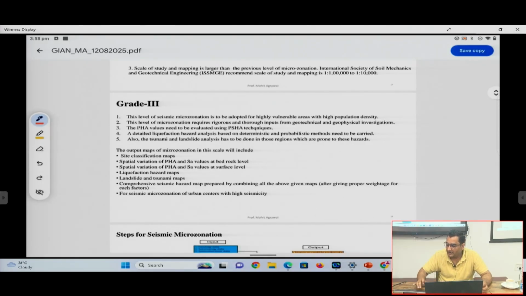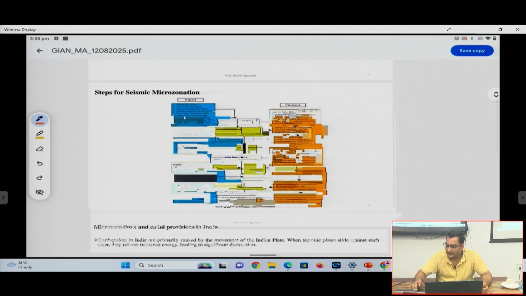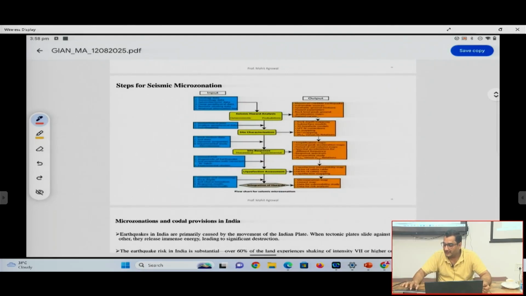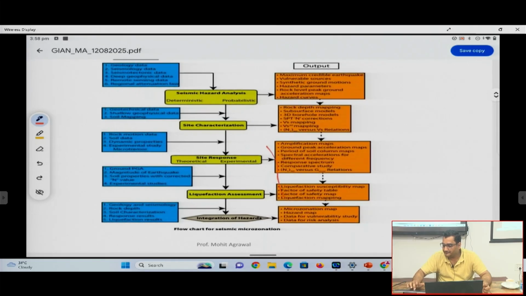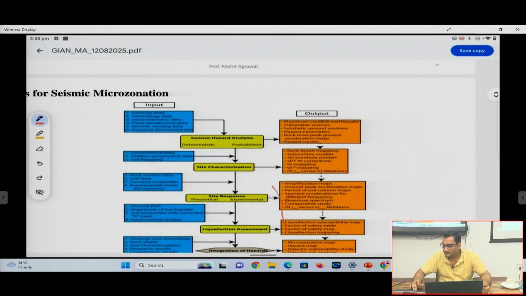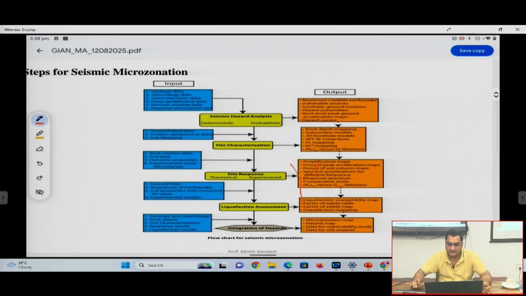So all in all, the seismic microzonation steps look something like this. Is it visible? Okay, if you look at the middle column, it starts from seismic hazard analysis. As I just explained, you are required to do seismic hazard analysis, the first step of seismic microzonation.